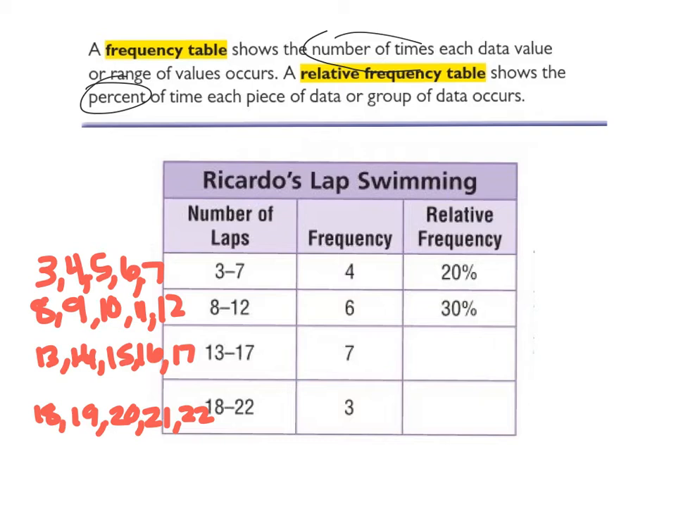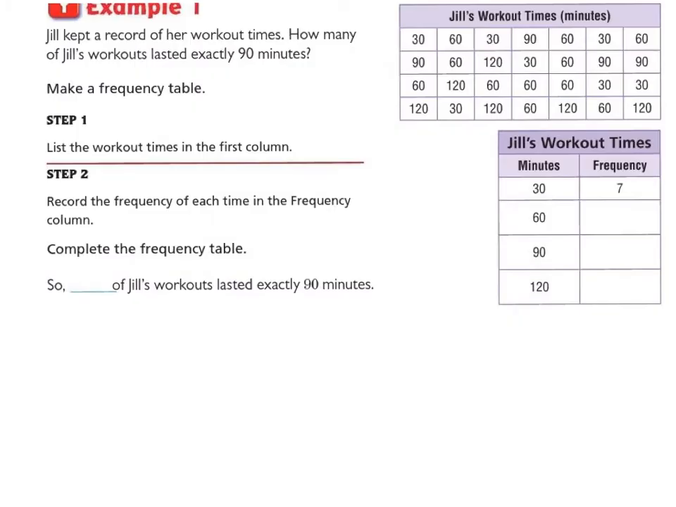And then when we talk about a relative frequency table, that's the percentage of each time a piece of data or a group of data occurs. We're going to do that again in a moment. So first let's start with the frequency table problem. Jill kept a record of her workout times. How many of Jill's workouts lasted exactly 90 minutes? So let's take a look.